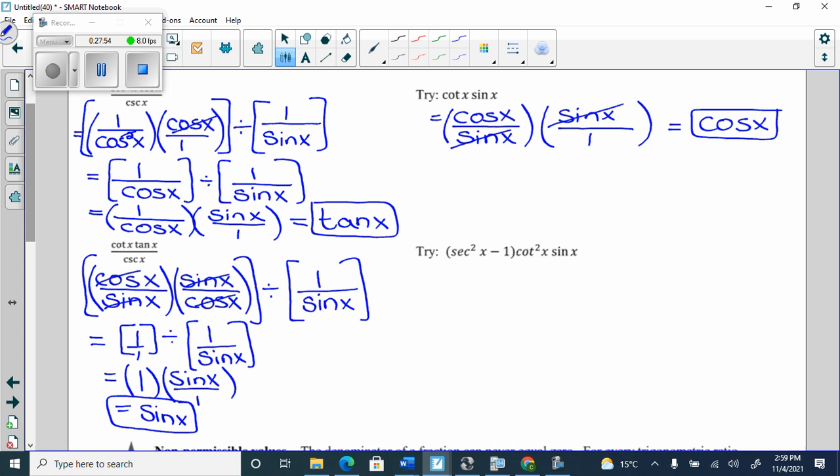So when they're singles, you have no options. You go to the top and you fill them in, right? No options. Well, we have options. We have secant squared x minus 1, which screams Pythagorean theorem identity.